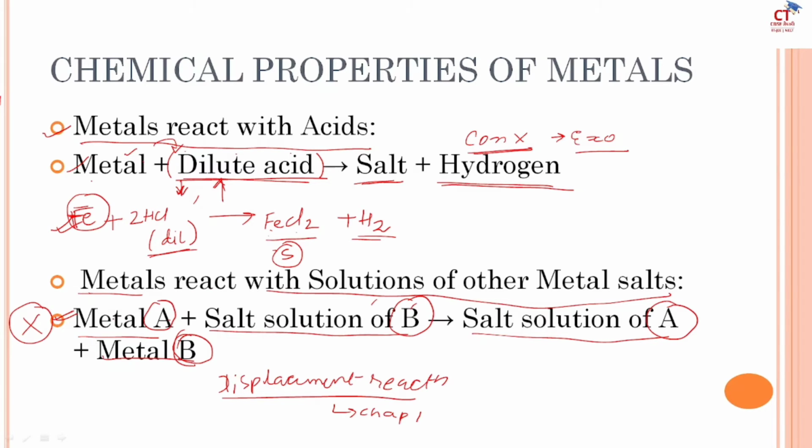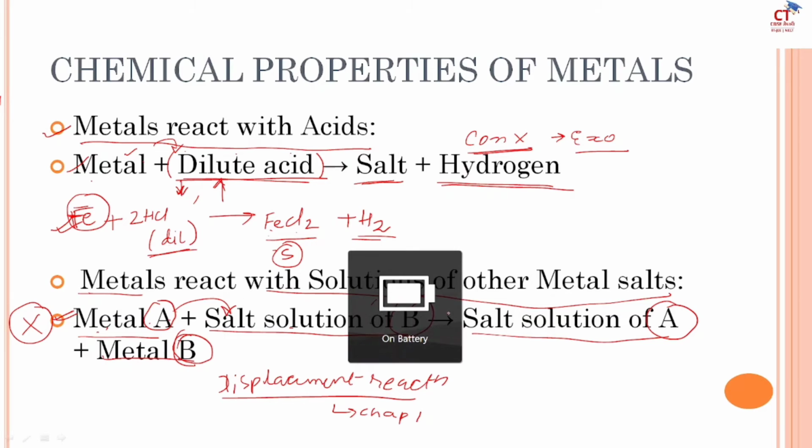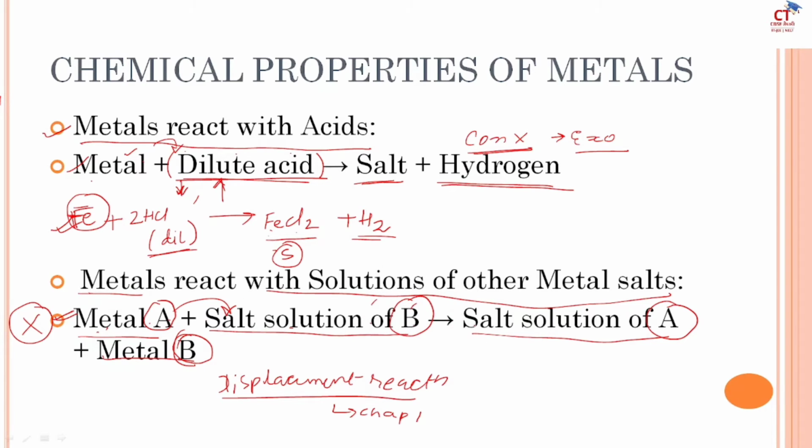Let's recapitulate. That is, metal A plus salt solution B, these two were the reactants, and what is the product? We get salt solution of A and metal B. And this is an example of a displacement reaction. Let's learn about this with the help of an example.